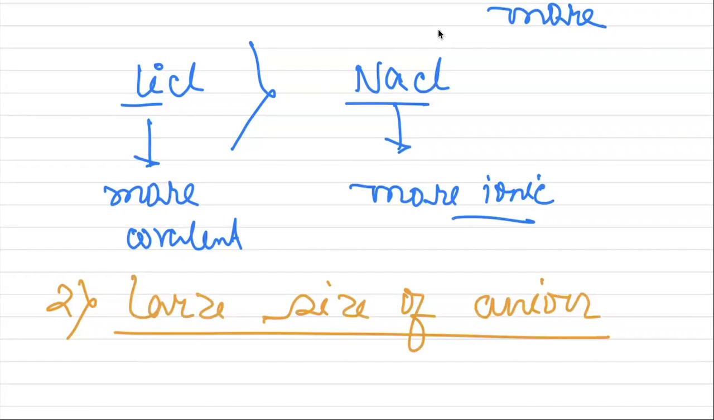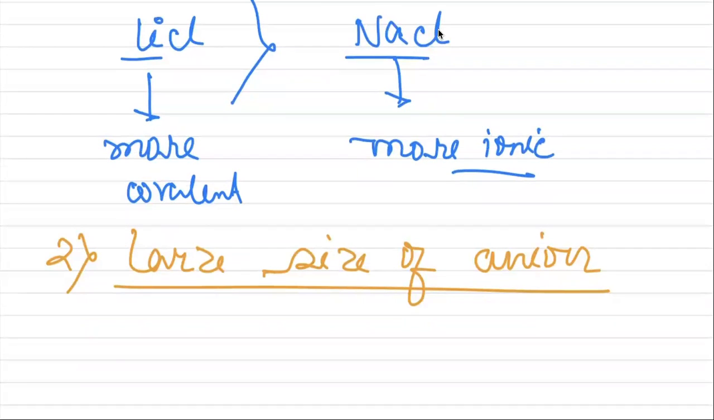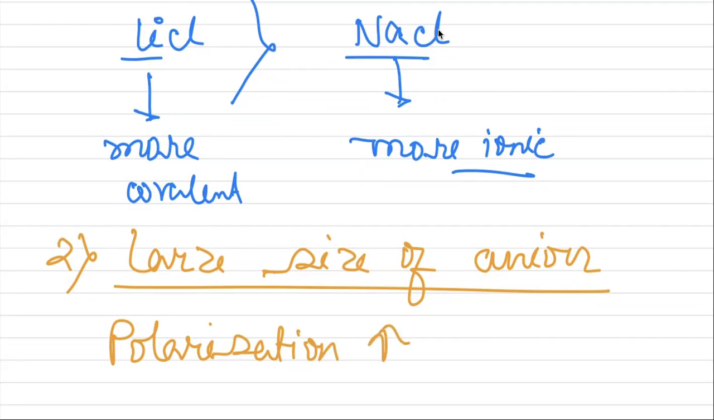Large size of the anion. So we can say the polarization increases with increase in the size of the anion. So polarization increases when anion size increases. So we can say that polarization increases when the size of the anion increases.